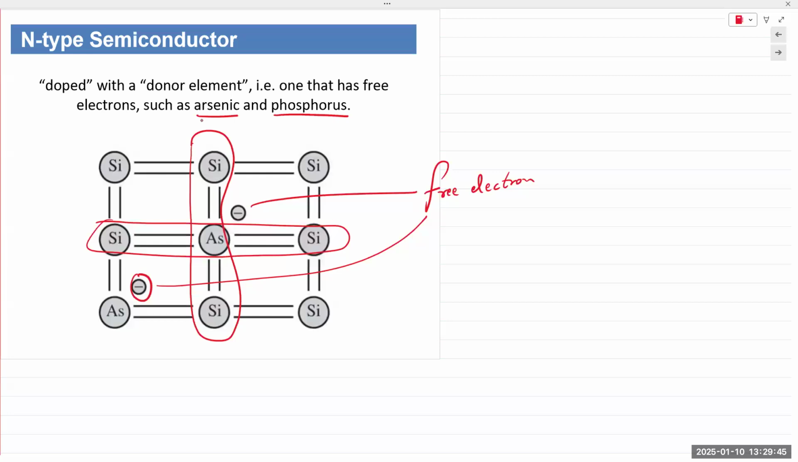And because this has negative charge, we call this an N-type semiconductor. Okay, so we created an N-type material from our intrinsic semiconductor.